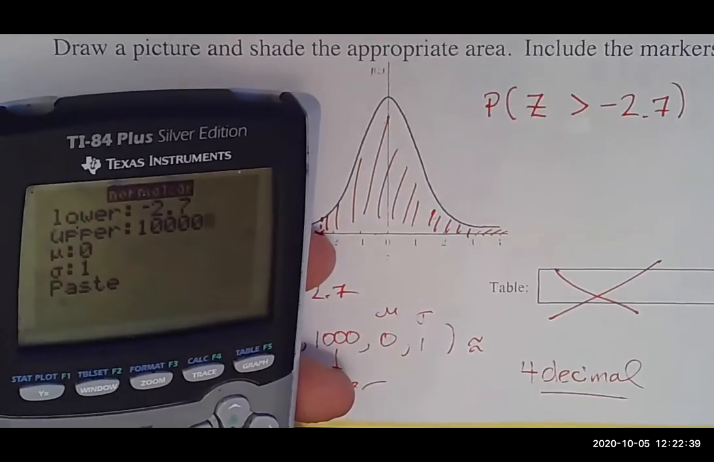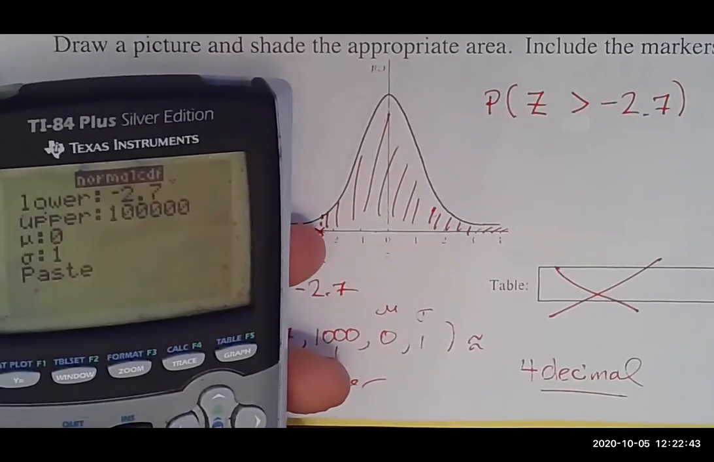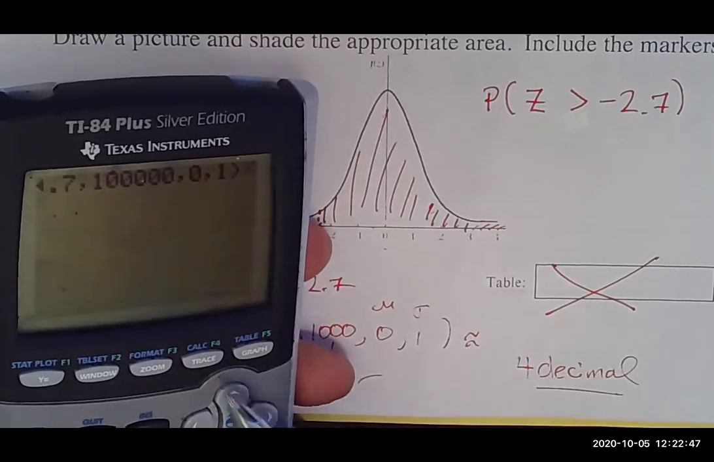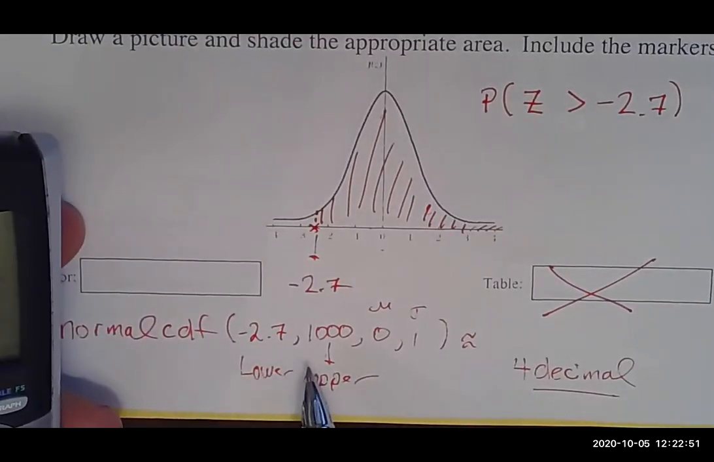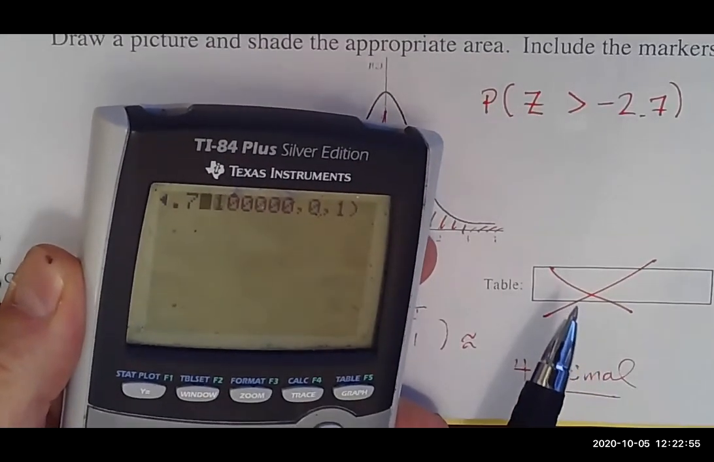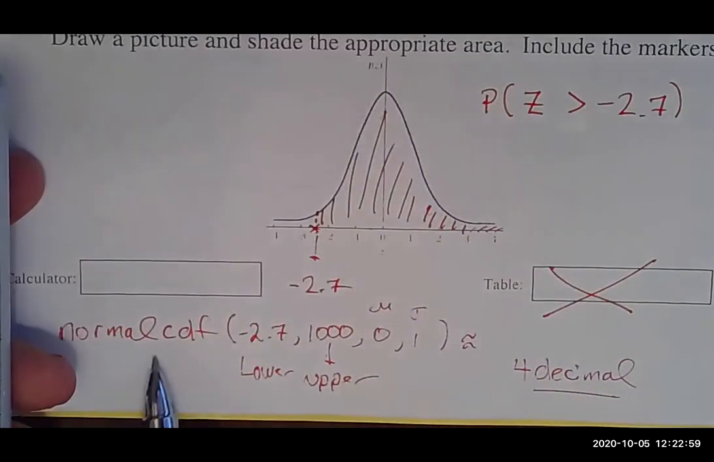All right, 10,000. All right, 100,000. It doesn't matter, just something big. And mu, okay, good. Paste. Okay, see now it's pasting it like it's supposed to look like here. TI-83s will have to put these numbers in with commas. See, there's the normal CDF, just like I've listed it out here.